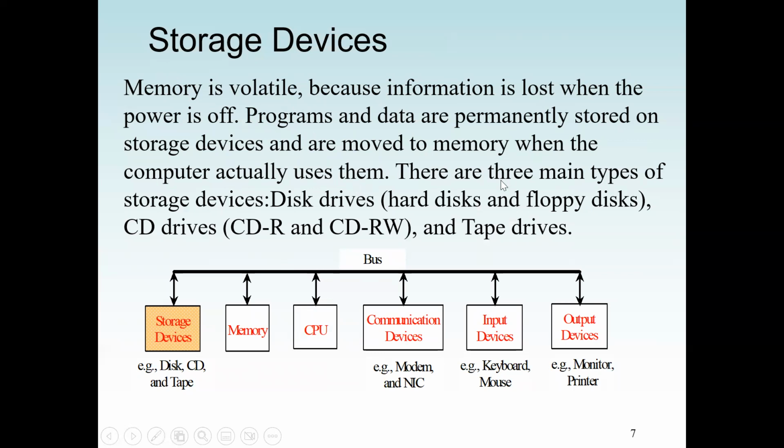Here we have 3 main types of storage device: the disk drives, which can be the hard disk or the floppy disk. The floppy disk is no more in the market now. We have, for example, the flash drive, and so on. Then we also have the CD drives or Blu-ray, and also tape drives.